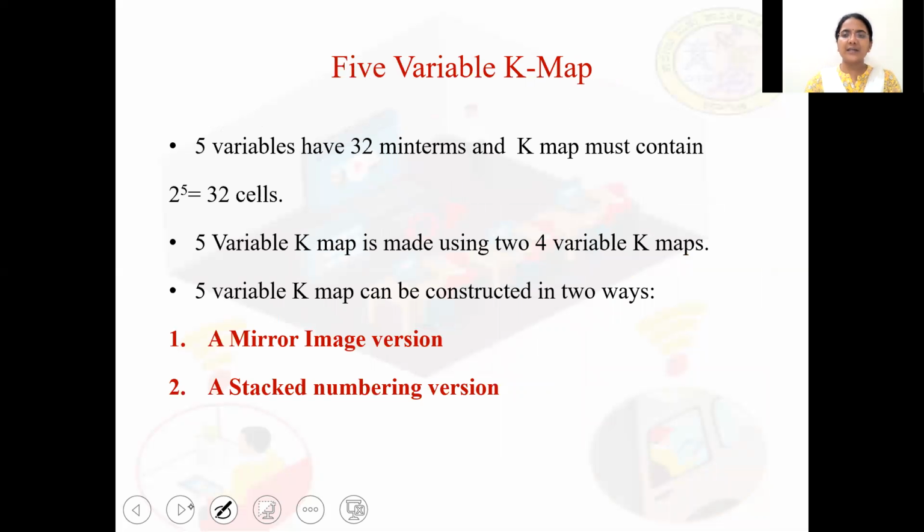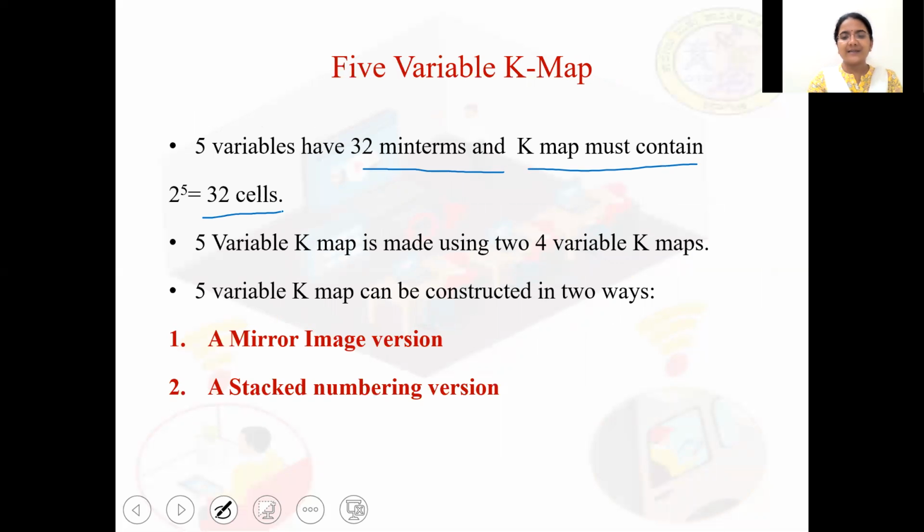Next is the 5 variable K-map. How to write the 5 variable K-map and how to solve the 5 variable function. This 5 variable function has 32 minterms, and the K-map must contain 2 power 5, that is equal to 32 cells.